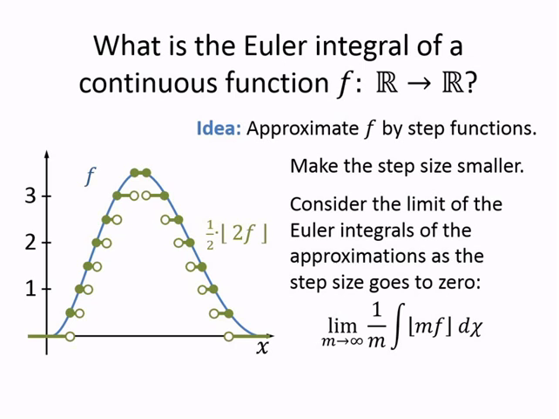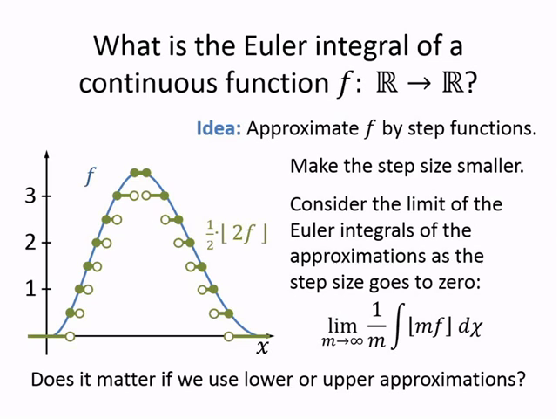This limit exists, but in fact, I made a choice when I defined this. You might say, well, why did we choose the lower step function instead of the upper one? Why did we choose the floor instead of the ceiling function? Or I could say, does it matter if we use upper or lower step function approximations? In fact, it does matter, and the limits don't agree. The limit involving the floor function is sometimes different than the limit involving the ceiling function. So this is somewhat problematic, but also really interesting.